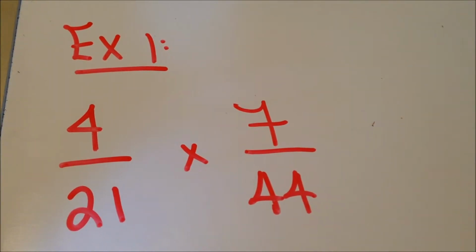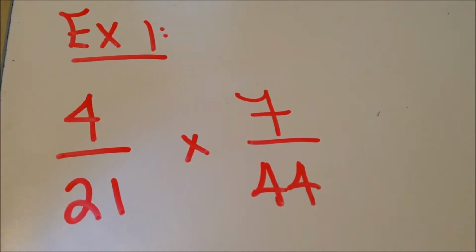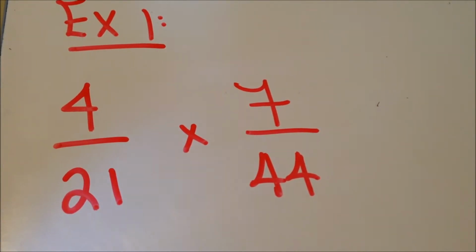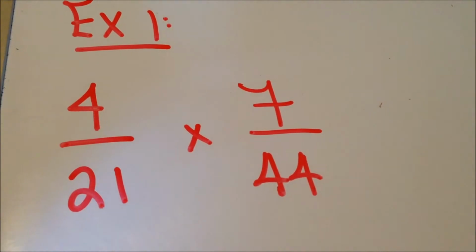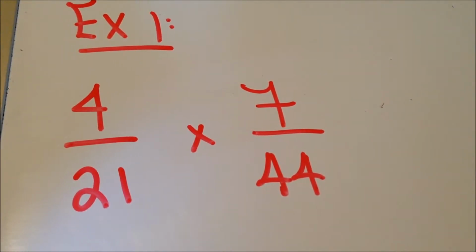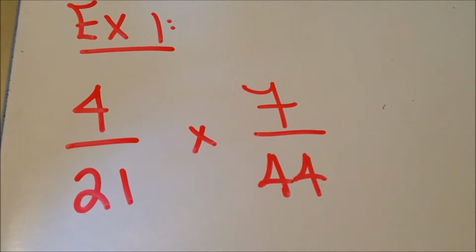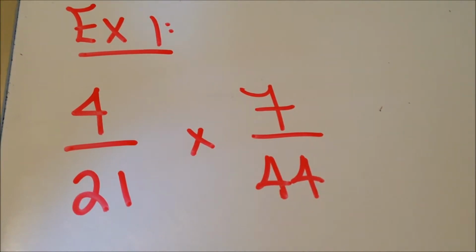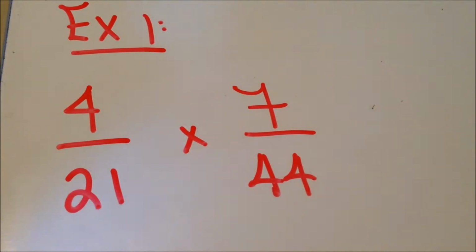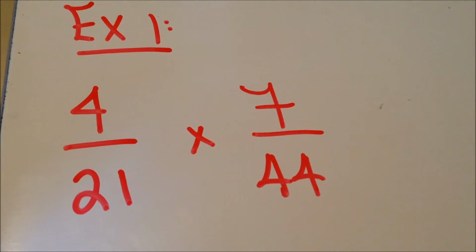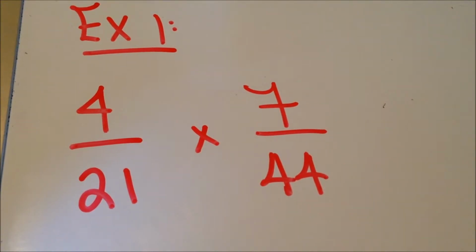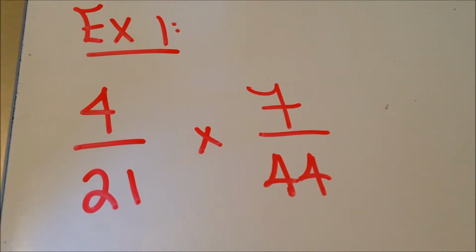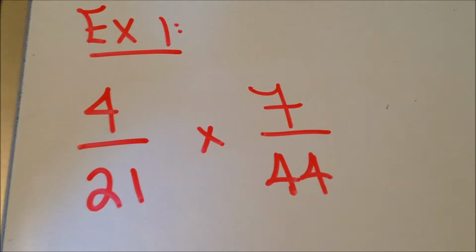Okay, let's try example 1. 4/21 times 7/44. So if you wanted to, you could multiply straight across, 4 times 7 and 21 times 44, although 21 times 44 isn't the nicest multiplication problem to do. However, we can cross-reduce. We can actually cross-reduce 4 and 44 and 7 and 21.